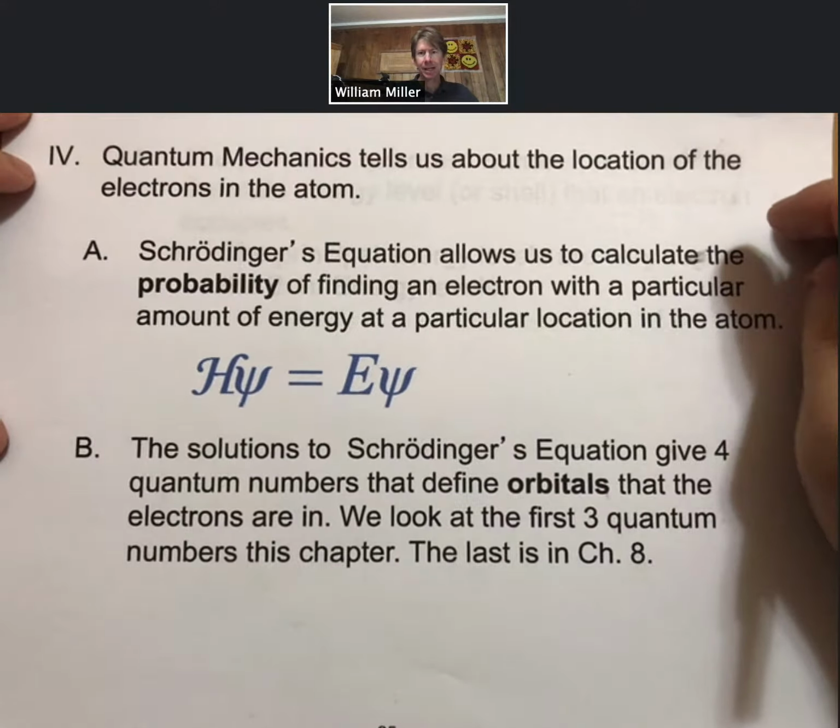But now let's talk about L equals 1. For L equals 1, we're still in n equals 2. Now L equals 1 is for a p sublevel, and the 2p sublevel has 1, 2, 3 orbitals.